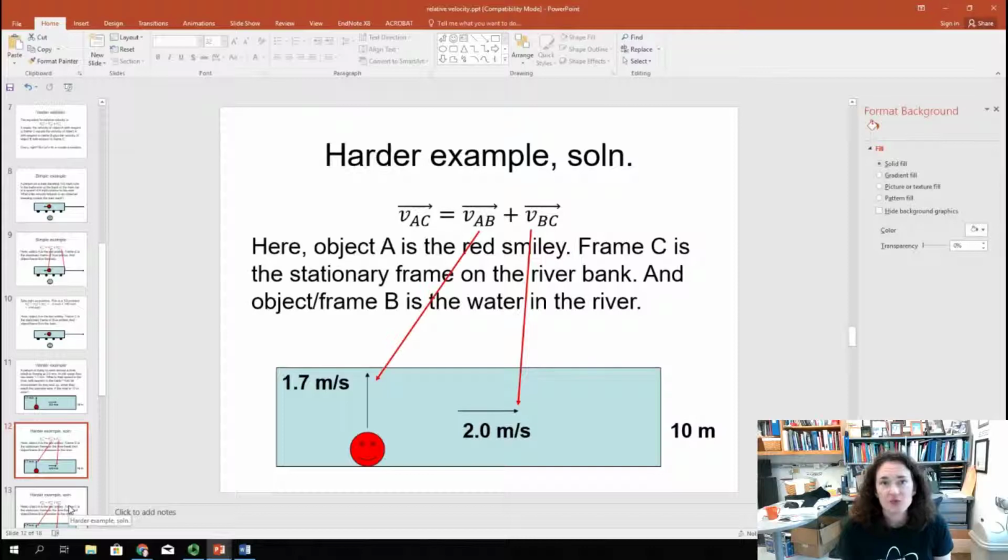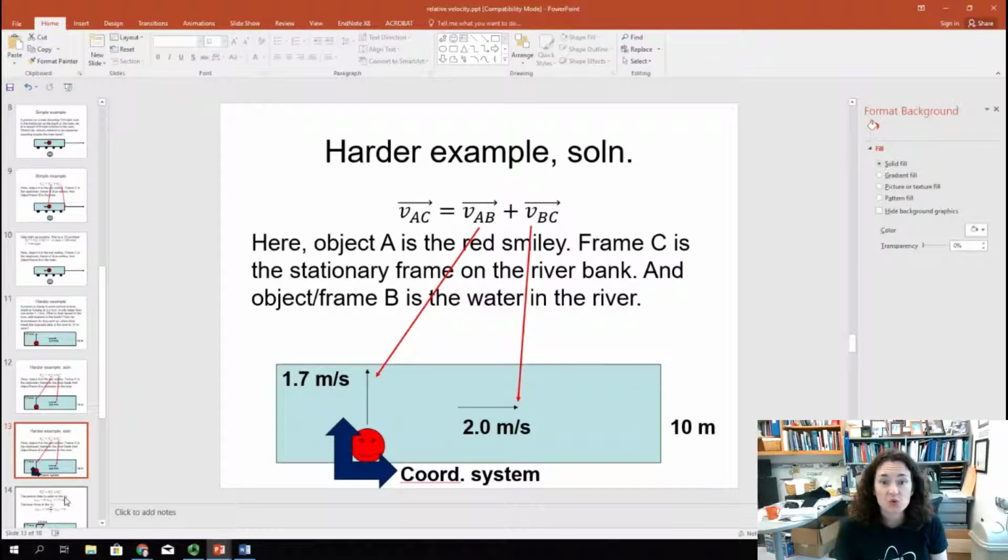So let's identify what each one of these variables is in our relative velocity equation. Yet again, we're solving for VAC. That'll be the velocity of object A with respect to frame C. Let's identify A, B, and C. Here, object A is the red smiley, the swimmer that's trying to make it across the river, okay? Frame C is the stationary frame on the riverbank. And the object, or frame B, that's the water in the river that's traveling to the right with 2 meters per second velocity, okay? So those are our variables.